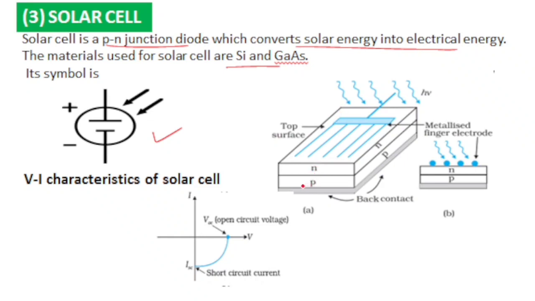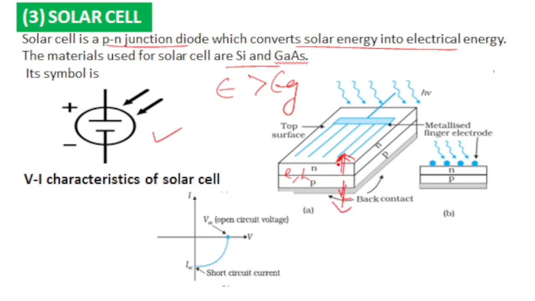Now how does it work? When light of energy greater than the band gap falls, what happens? Generation of electron hole pairs takes place near the junction. Now near the junction, electron hole pairs are generated, and due to the internal electric field near the junction, electrons move towards the n side and holes move towards the p side. First generation of electron hole pairs takes place, then separation of electrons and holes takes place. Electrons move towards the n side and holes move towards the p side.